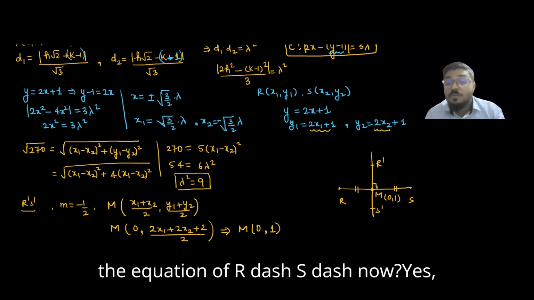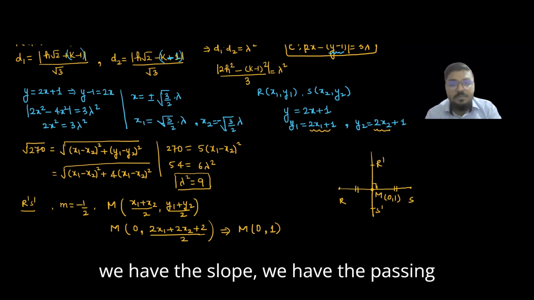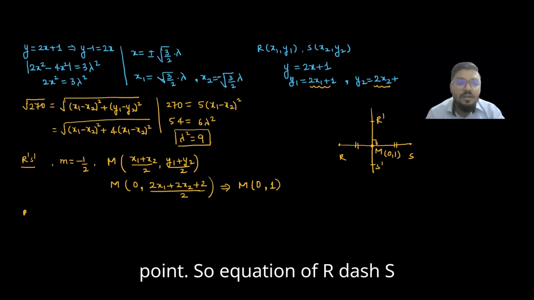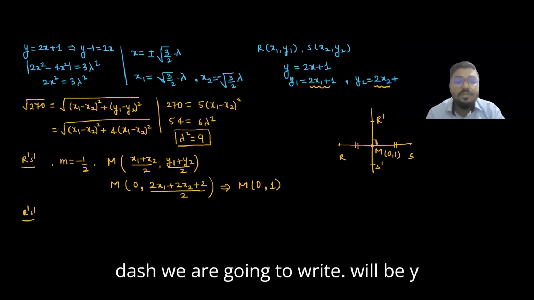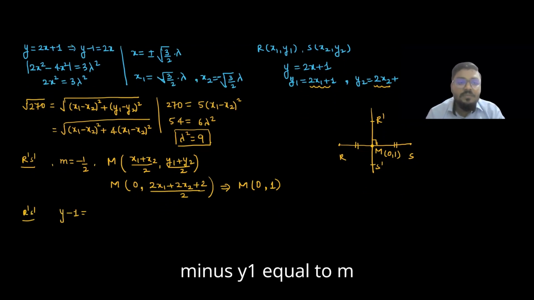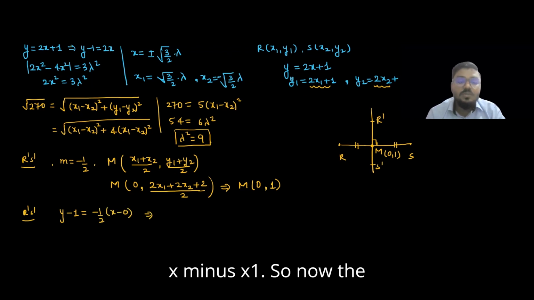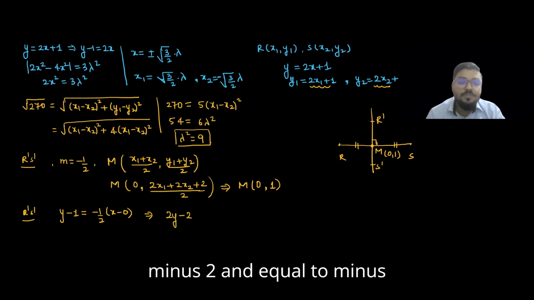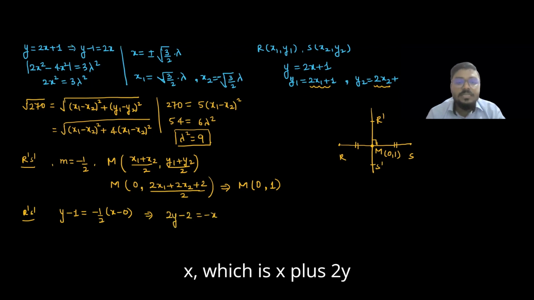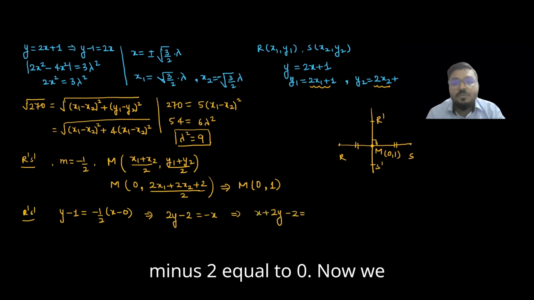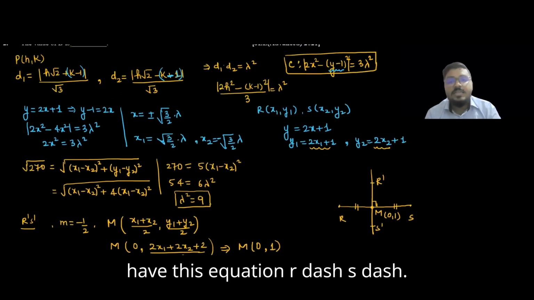Can we write the equation of R dash S dash now? Yes, we have the slope, we have the passing point. So the equation of R dash S dash we are going to write will be y minus y1 equal to m times (x minus x1). So now the equation of this line is 2y minus 2 equal to minus x, which is x plus 2y minus 2 equal to 0. Now we have this equation of R dash S dash.